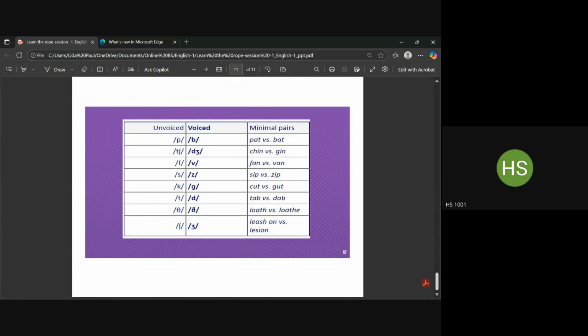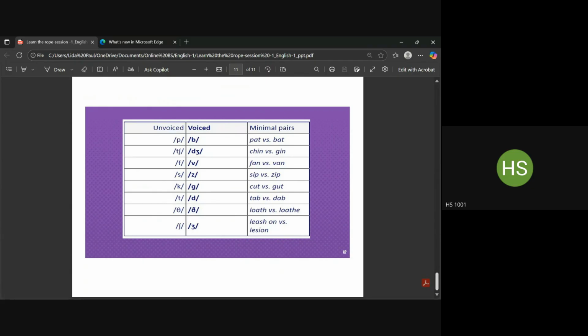All the places of articulation have the voiced and the voiceless counterpart. So for P, it is B. For Ch, it is J. F, it's V. S, Z, K, G, T, D, Sh, and the palatal fricative, right?